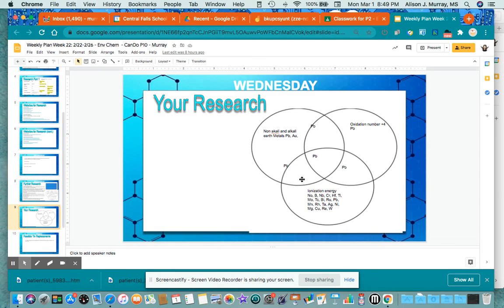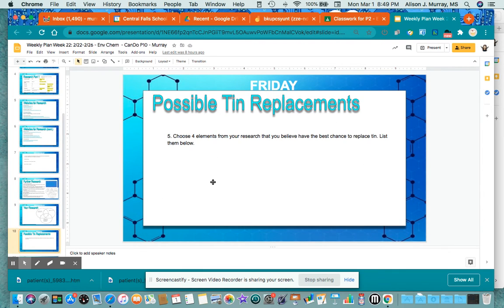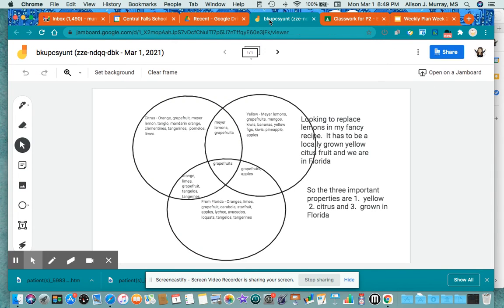Okay? Then you are going to pick 4 of the ones in here, okay? And write them down. We are going to use them this week, actually. I'm going to give you an example. I had a fancy recipe with all these little yellow chunks showing. I live in Florida. I have to have locally grown yellow citrus fruits for my recipe. Okay, we are replacing lemons.